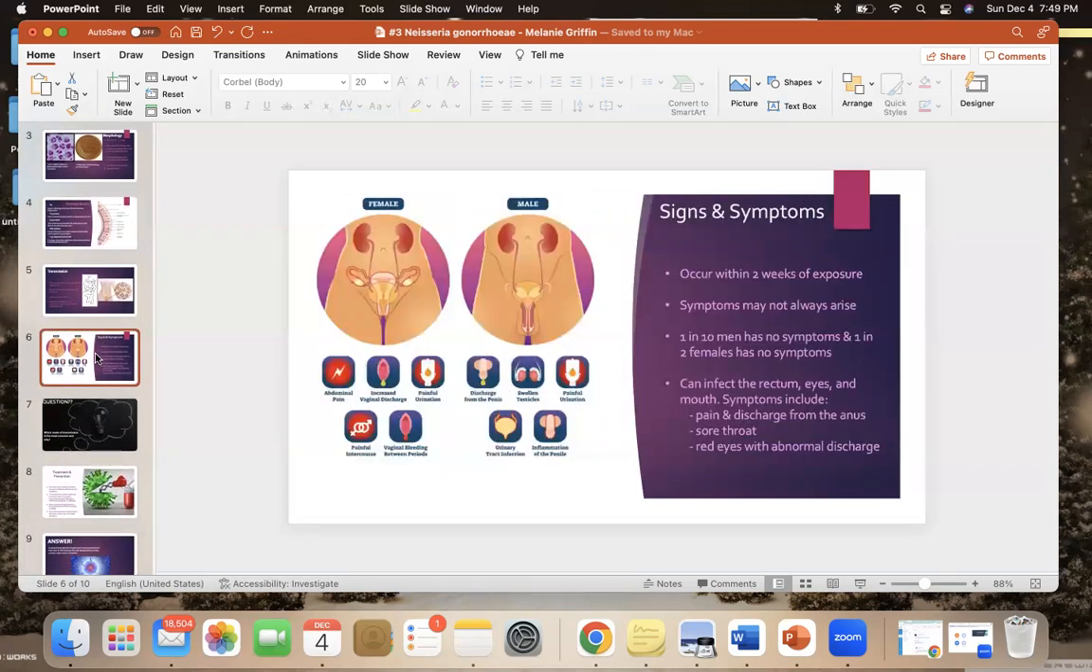Signs and symptoms. Symptoms occur within 2 weeks after exposure. Some symptoms include, but are not limited to, abdominal pain, increased vaginal discharge, painful urination, and pain during sex in females. And in males, swelling of the testes, painful urination, and inflammation of the penis. Even if you don't have symptoms, you should still be tested with any new partner. 1 in 10 men has no symptoms, and 1 in 2 females have no symptoms. Gonorrhea can also infect the rectum, eyes, and mouth, showing pain and discharge from the anus, a sore throat, and red eyes and discharge.